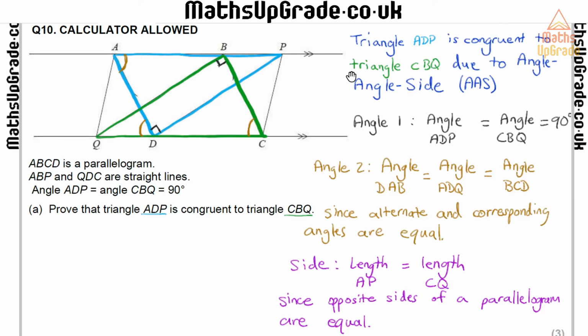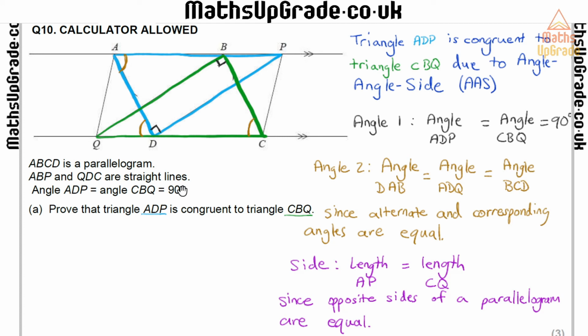So first of all, the first angle which is equal in both of these two triangles, this blue triangle and this green triangle, is angle ADP. So ADP is 90, and angle CBQ is also 90. So therefore, those two angles are equal in the two separate triangles, and it tells you that in the question anyway.